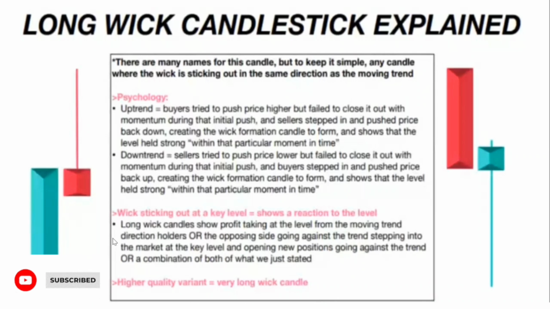Now the downtrend. Sellers try to push the price lower but fail to close it out with momentum during the push, and buyers step in and push the price back up, creating the weak candle formation and showing that the level held strong within that particular moment in time.